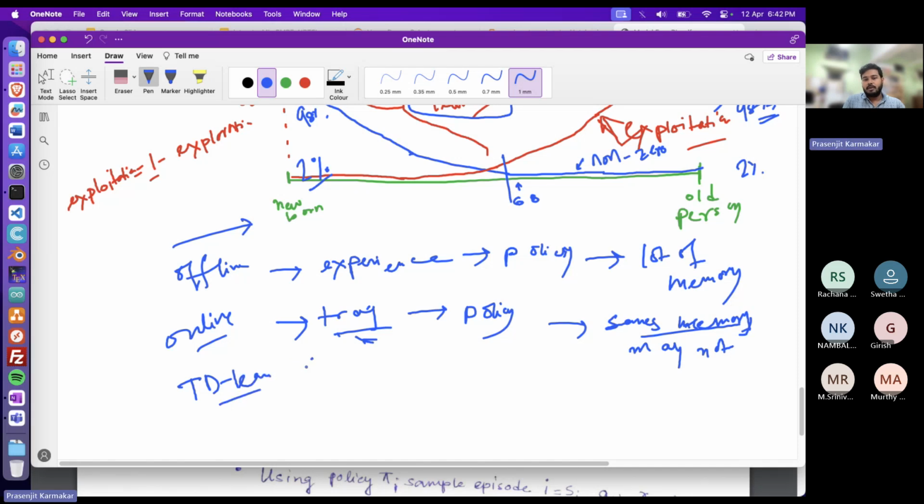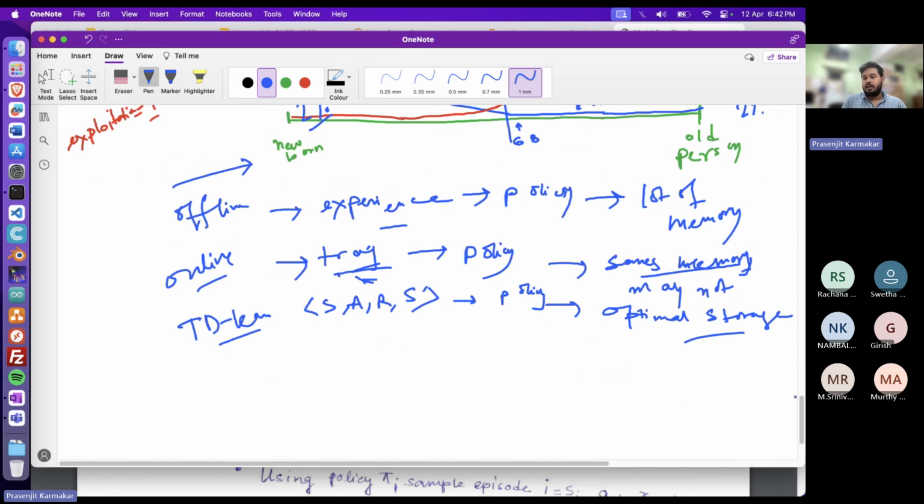So here we only need to store S, A, R, S prime. Now see, we don't have to store the trajectory, we don't have to store the experience. Still, we can evaluate a policy. Basically, this is optimal in terms of storage. We don't have to store anything. It's a totally online method, and it can also work with an infinite horizon system.